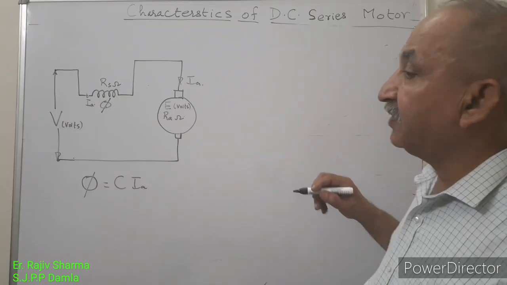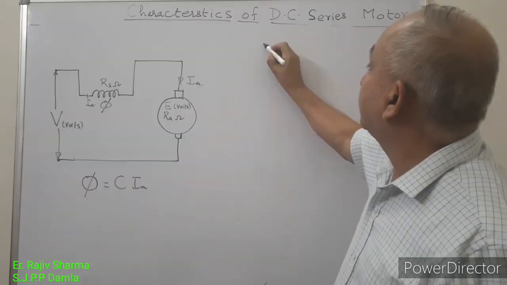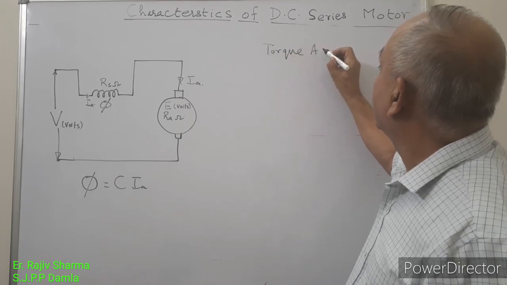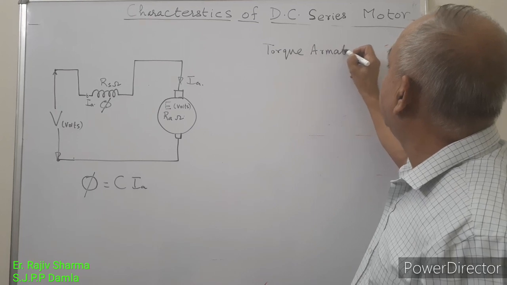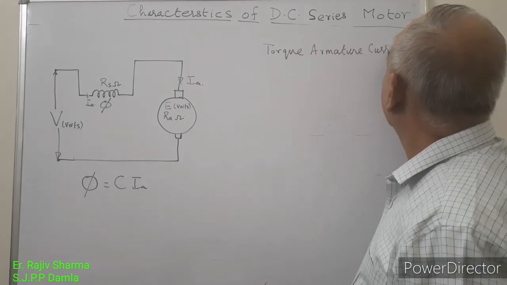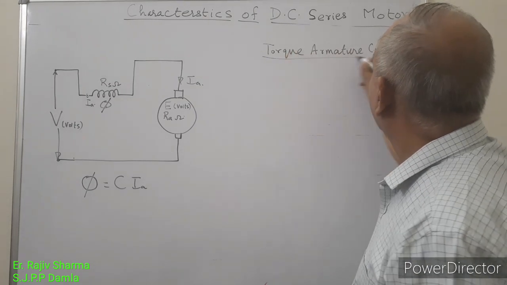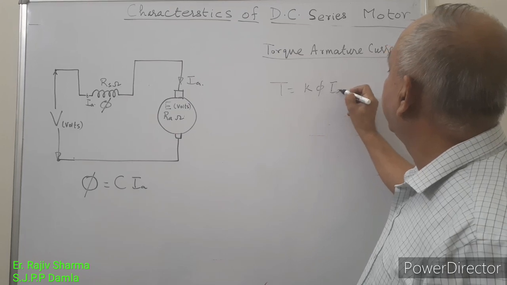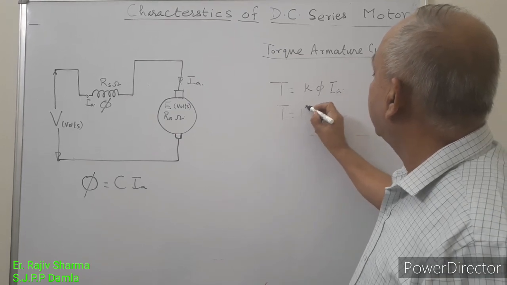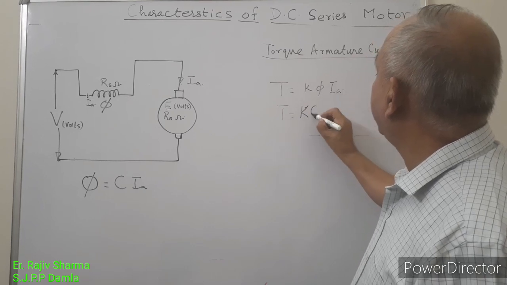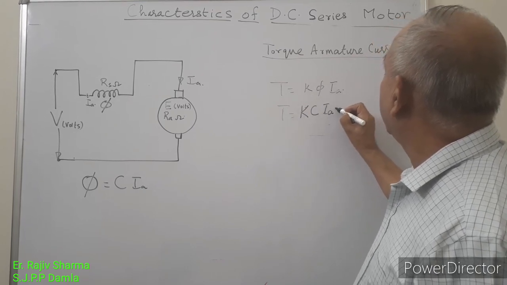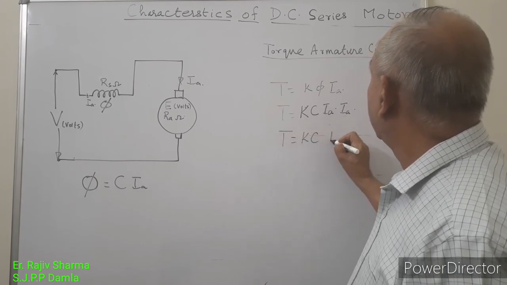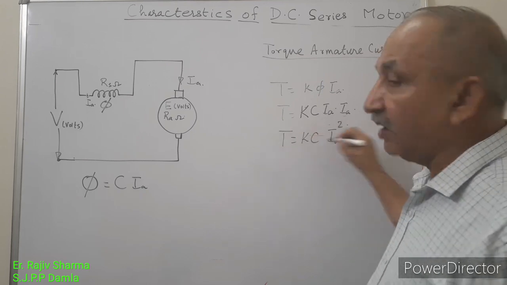Now taking the first characteristics, that is torque armature current characteristics. We know torque is equal to product of flux and armature current. Now torque is equal to K, phi is C times Ia into Ia, or torque is equal to Kc Ia square. So this relation is parabolic.